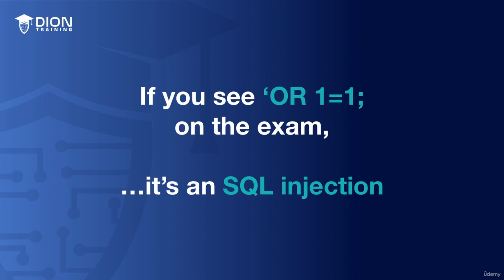7 equals 7, 15 equals 15, A equals A, whatever, it doesn't matter. As long as the statement will always return true, this is a form of SQL injection. I guarantee you on the exam, you're going to get at least a few questions on identifying SQL injections. This is a common topic they love to ask about because it's really important. So, if you're asked about an SQL injection and how to prevent it, what is the right answer?